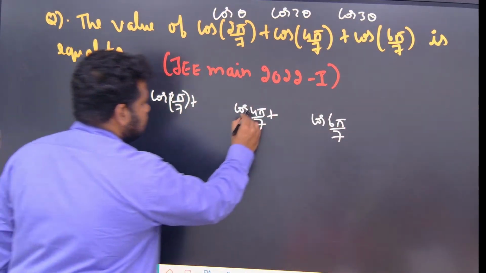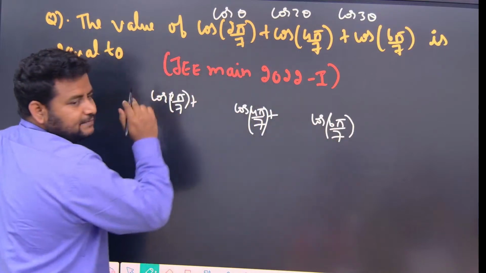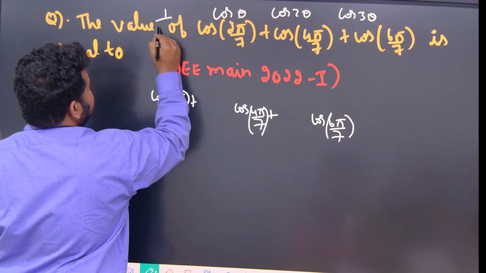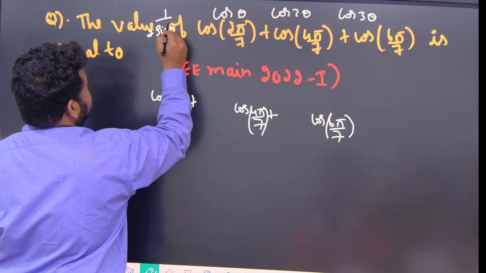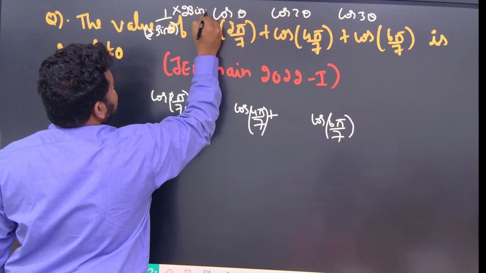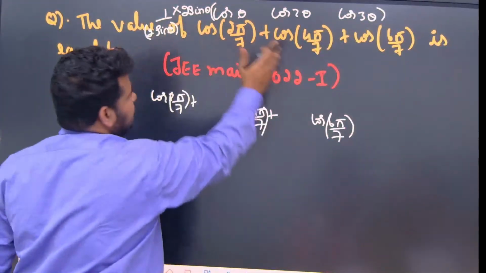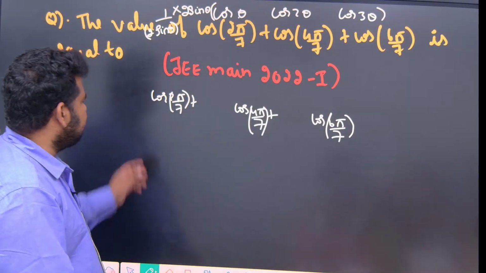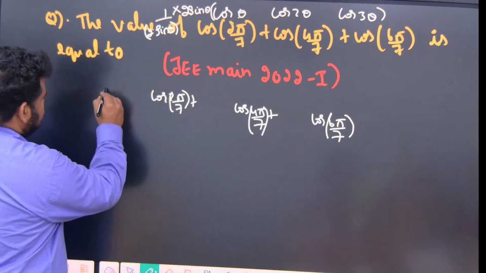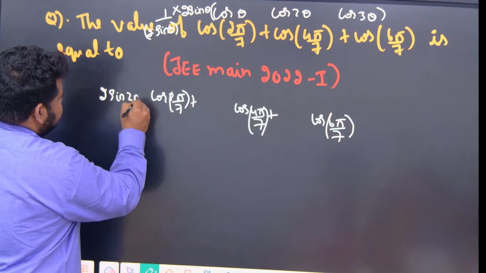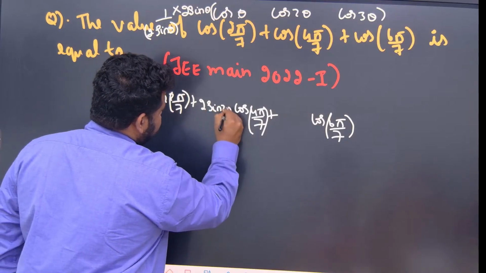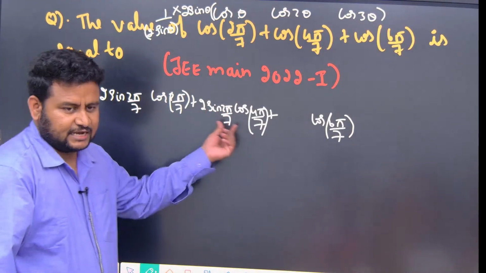In such type of things, the trick is to divide and multiply by sin theta: 1 by 2 sin theta. If I divide with this, I have to multiply within the bracket everything with 2 sin theta. Theta here is 2 pi by 7, so I multiply with 2 sin 2 pi by 7. Here also it is not 4 pi by 7, it should be 2 sin 2 pi by 7 only. Theta is the same.